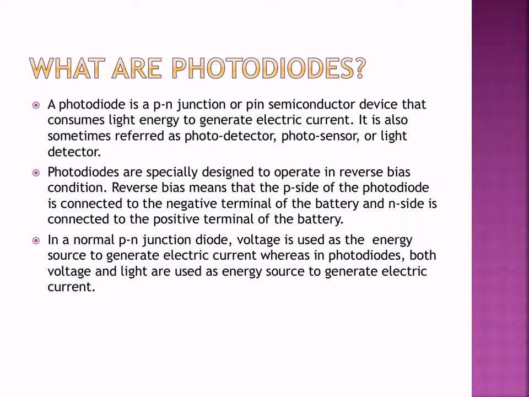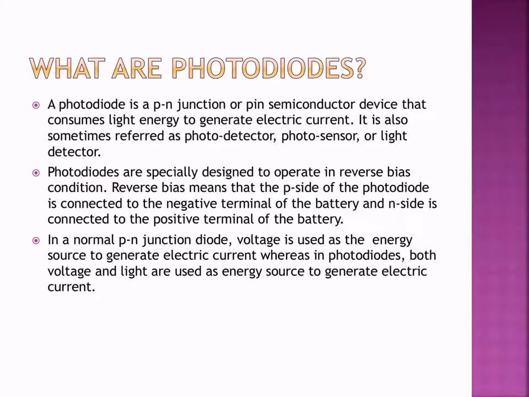What are photodiodes? A photodiode is a PN junction or PIN semiconductor device that consumes light energy to generate electric current. It is also sometimes referred to as a photodetector, photosensor, or light detector. Photodiodes are specially designed to operate in a reverse bias condition.